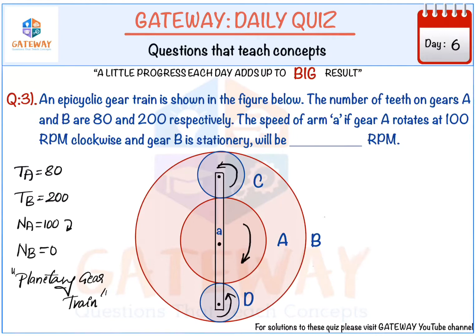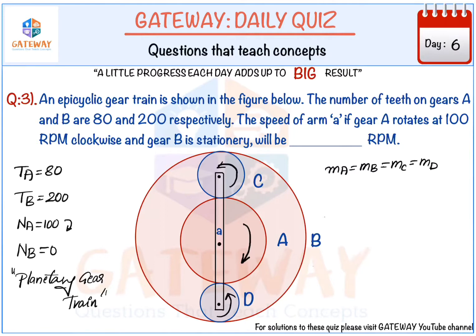If you observe here, B and C are in mesh. Therefore, the module for B and the module for C will be equal. Similarly, C and A are in mesh, therefore the module for C and the module for A are equal. In a similar way, A and D are in mesh, therefore the modules for A and D are equal. And similarly, D and B are in mesh, therefore the modules for D and B are equal. Finally, the module for A is equal to the module for B, equal to the module for C, equal to the module for D. All the gears have the same module.